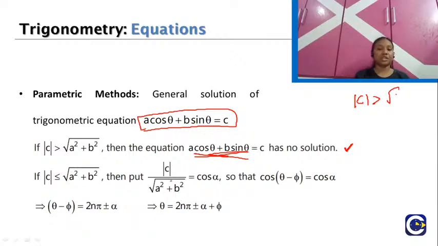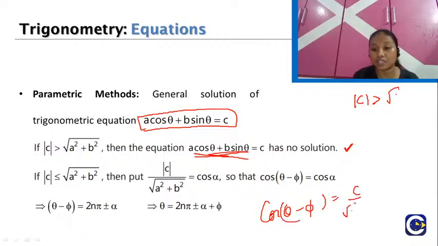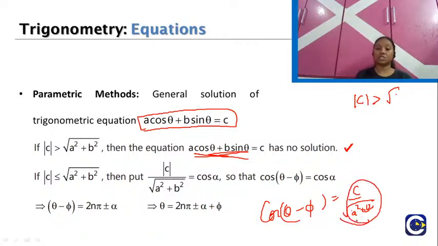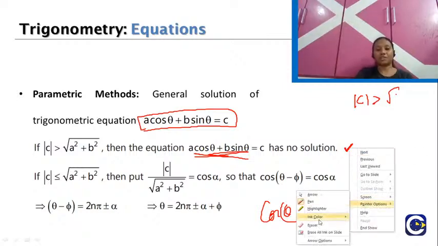We'll be substituting mod C by root over A square plus B square as cos alpha. So that means we'll be having cos of theta minus phi, which is equal to C by R. R is nothing but root over A square plus B square, so in place of this, we'll be substituting cos alpha. Taking A as R cos alpha and B as R sin alpha are actually typical tricky ways. So I'll just give you a simple way of solving this, the parametric method.